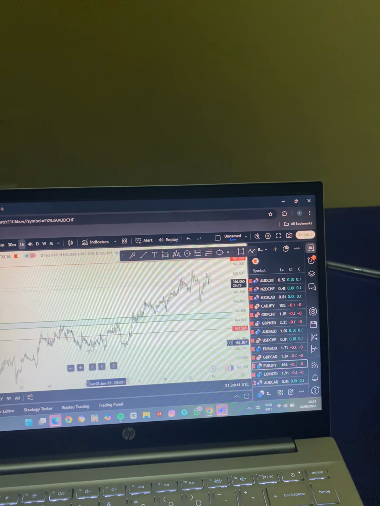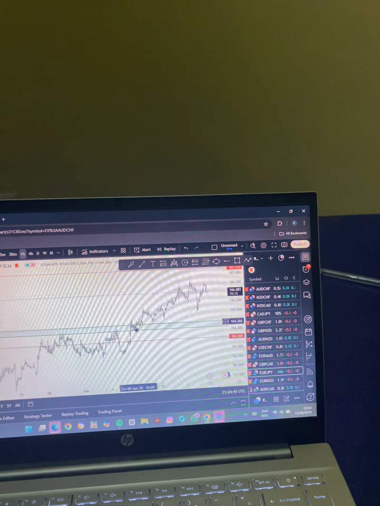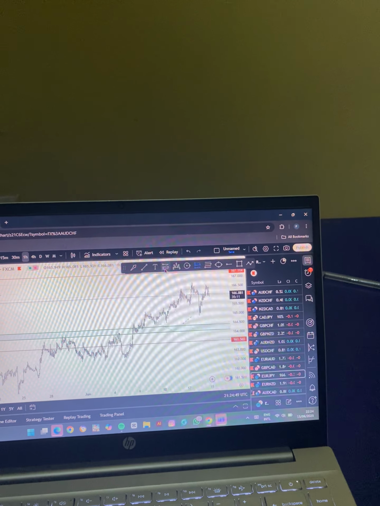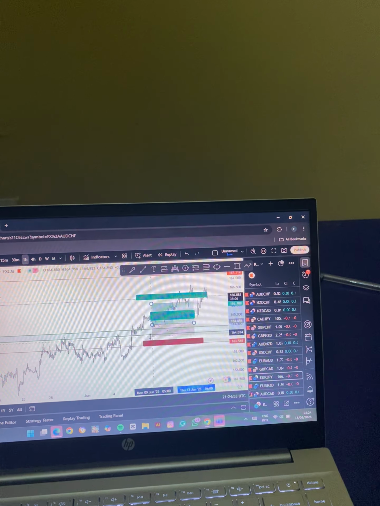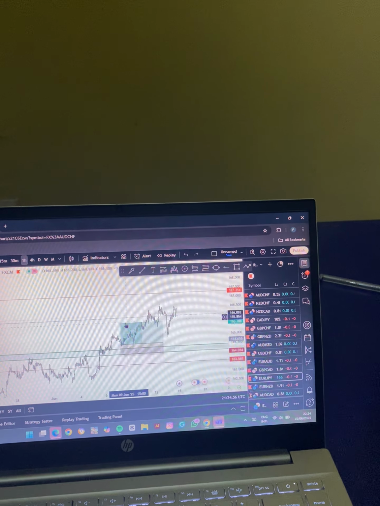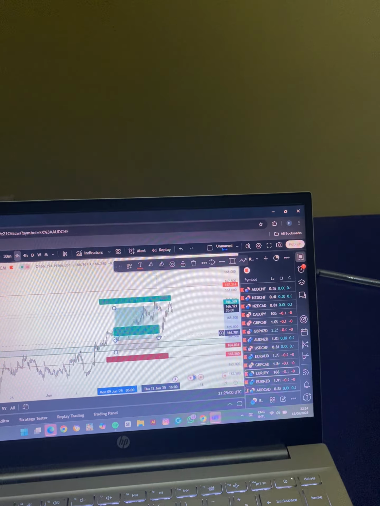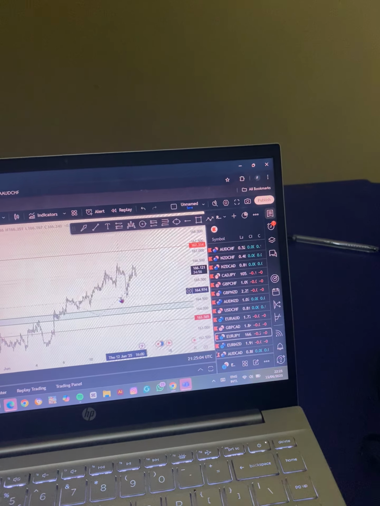You can see price came up, pushed. This would have been a better entry in this area, then my SL below this. This would have been ideal, this entry, then set probably this area. But it is what it is. It's gone.